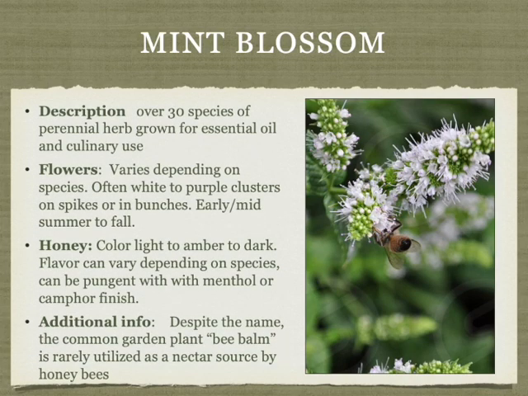Mint blossom. Mint is a type of herb that's grown for essential oil, culinary use. It also grows wild. The honey can be quite variable due to different types of species of mint. The flavor can also be variable. Most of the types that I've had have been more floral, but some types can have a hint of menthol or camphor. One type of mint, called bee balm, is rarely utilized as a nectar source for honeybees because the flower tubes are too long for the honeybees to be able to reach. It's primarily used by bumblebees, butterflies, hummingbirds, and other pollinators, but not so much by honeybees.